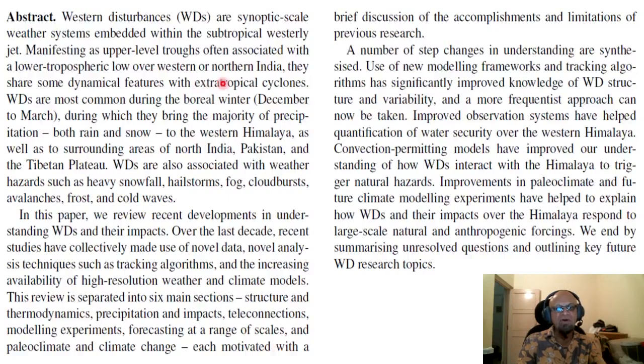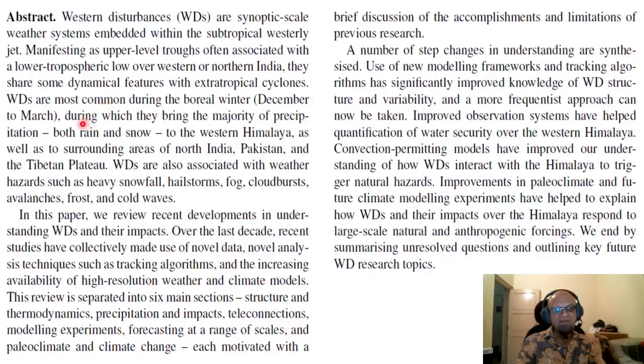Okay, manifesting as upper level troughs, often associated with a lower tropospheric low over western and northwestern India, they share some dynamical features with extratropical cyclones. So they are not exactly the same, but there are some common features. And you notice these when they come and start producing climate variability and extremes, and summer and winter precipitation and so on over western and northern India. And India cares a lot about the Western disturbances.